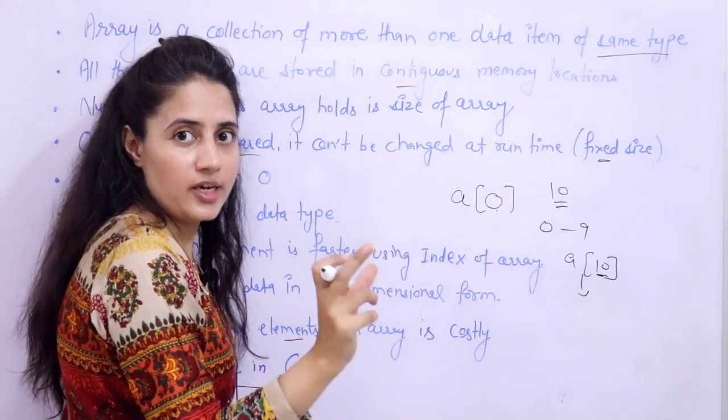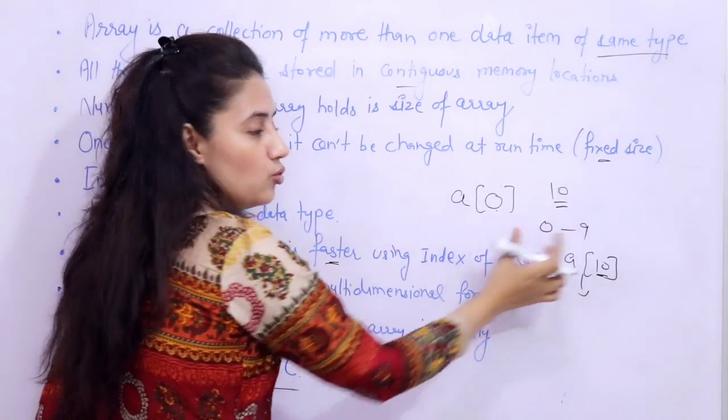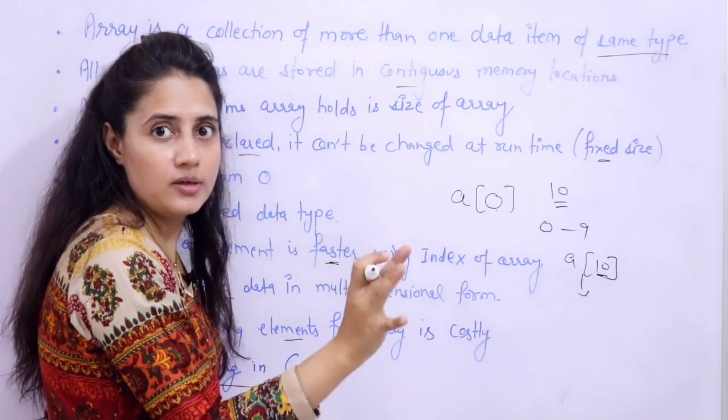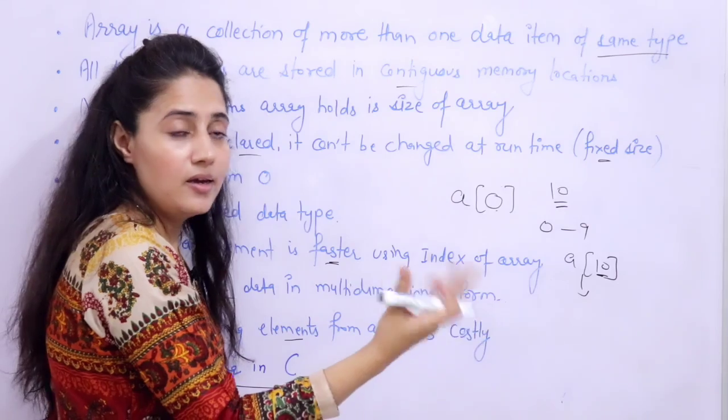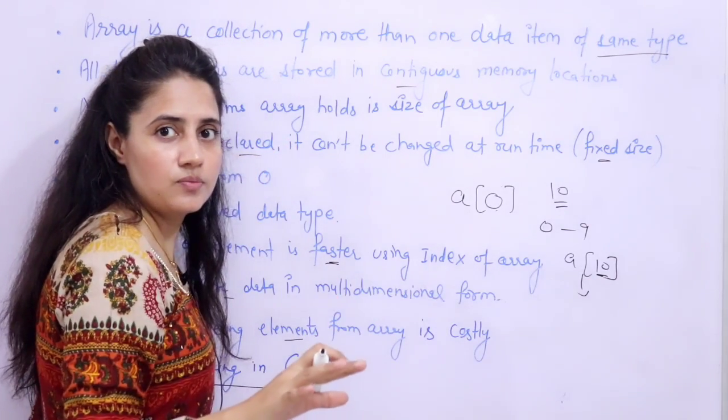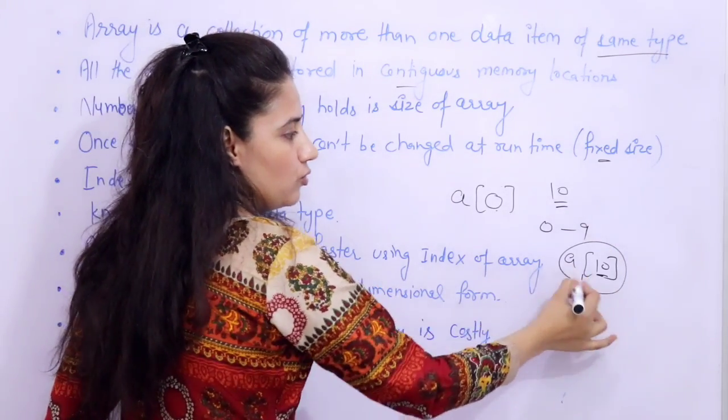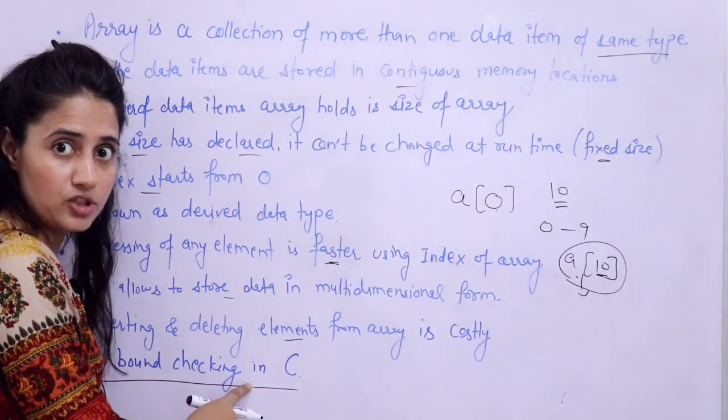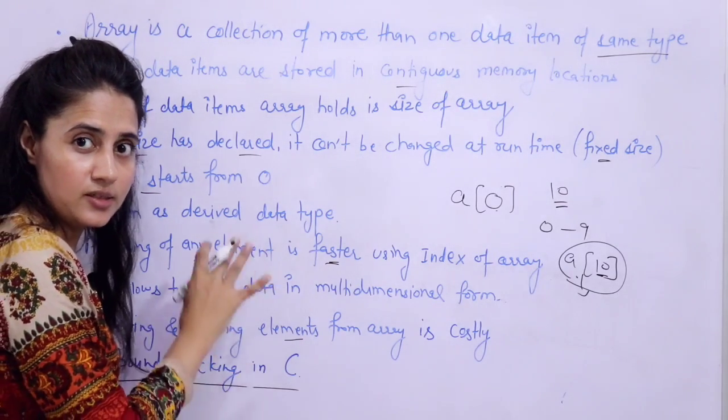So no bound checking. The boundary is 0 to 9, but C is not checking the boundary. It will not give any error. It will give any garbage value. We will see the practical of this point, no bound checking in C, also. So I guess this is clear.